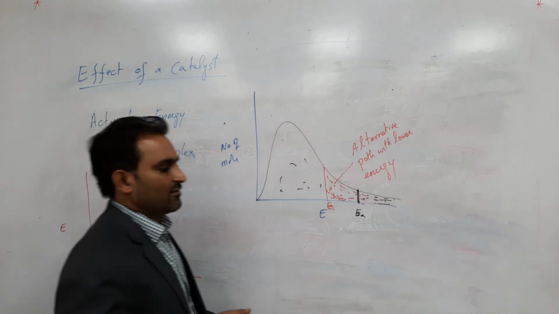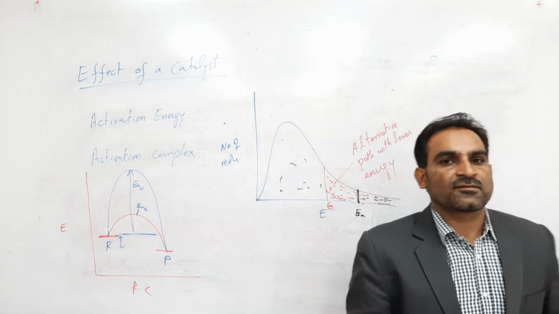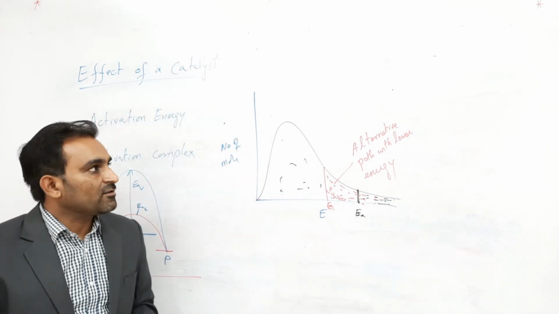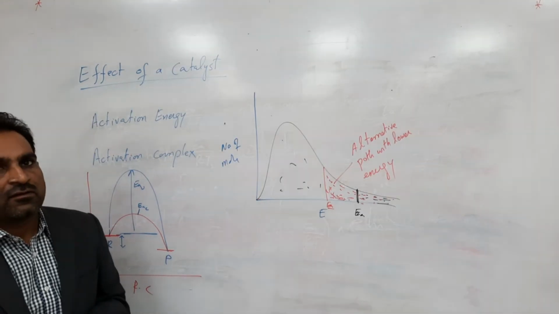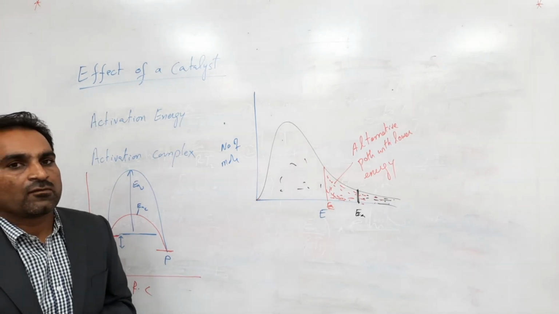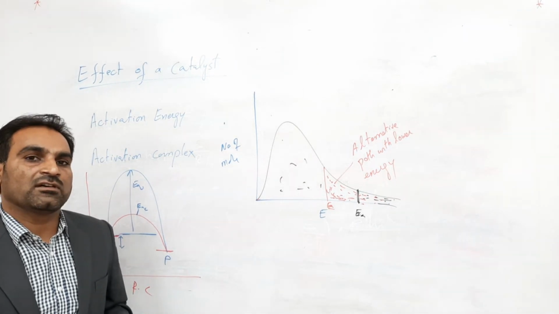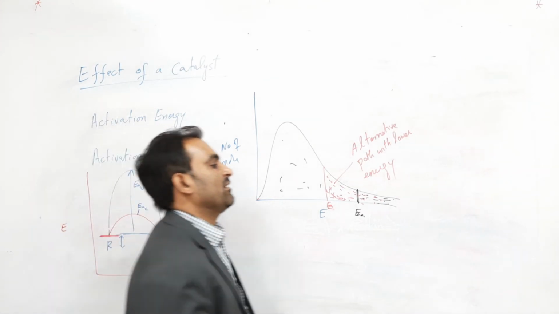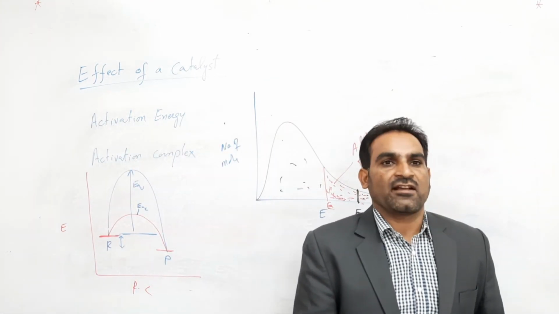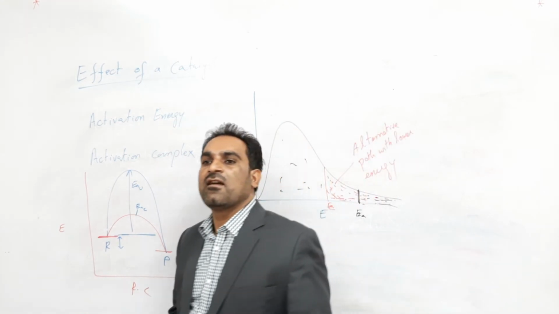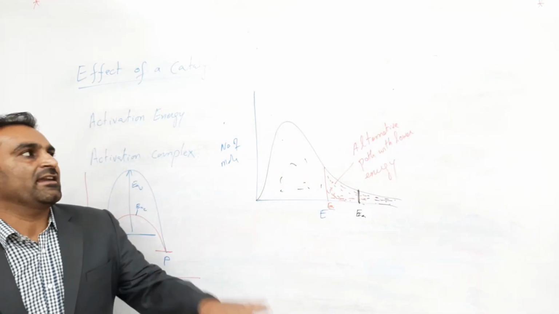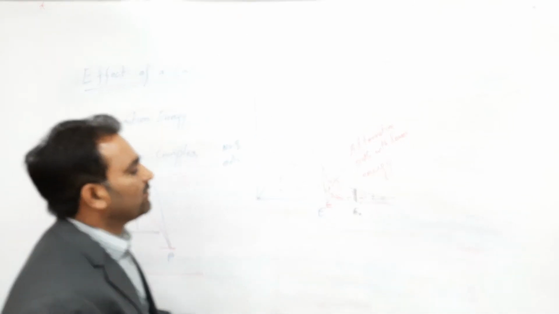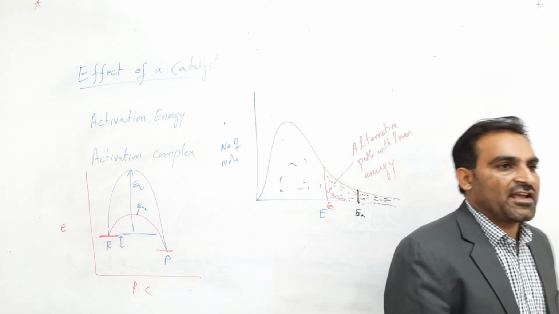What actually is a catalyst? A catalyst is a substance which increases the rate of reaction. It also is involved in the reaction, providing an alternative path, but it remains unchanged at the end of the reaction.